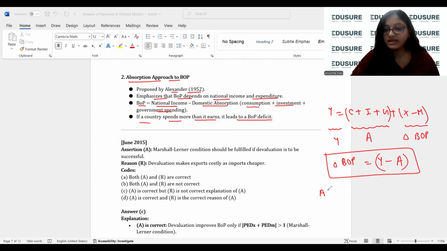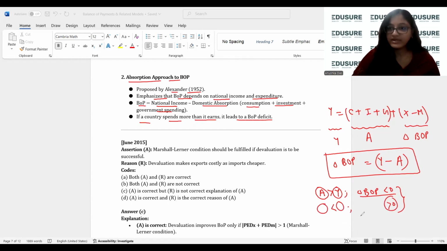So if your absorption is more than your national income, then the BoP will be strictly in deficit, which you can see from here. If A is greater than Y, BoP will be in deficit. If it is the other way around, then BoP will be in surplus. So if your domestic spending is more than your domestic income, then the BoP will be in deficit, and this adjustment value will be negative. And if your spending is less than the income, then you will have a surplus in your BoP. So this is the absorption approach to BoP adjustment, which was given by Alexander in the year 1950, right? So we have understood what is the elasticity approach and what is the absorption approach.